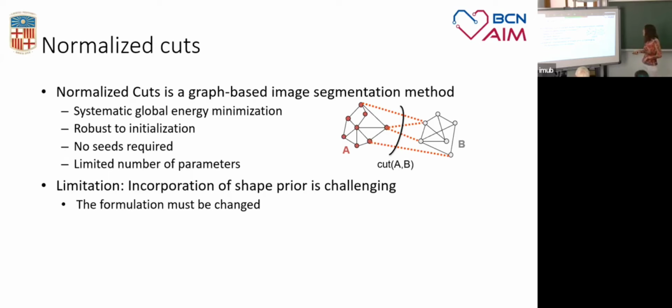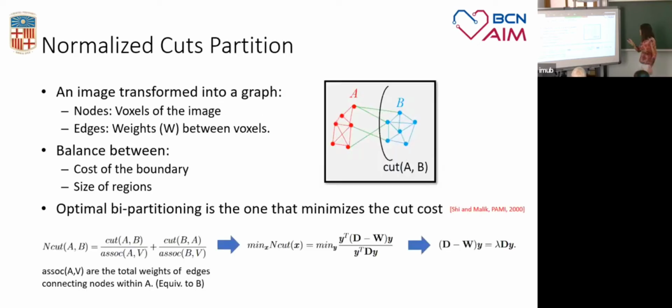So to incorporate the prior, we need to change the formulation. This is hard. We will see. So again, the same idea. The nodes are the boxes or pixels of the image. So these are the pixels of the image. The weights again are the similarity between the nodes.